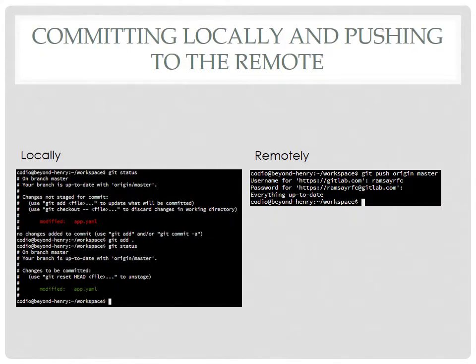Now that I've made many changes to the code cloned from my GitLab account, I then had to commit these changes. To commit them locally, I first had to type git status followed by git add, and to commit them remotely, I had to type git push origin master. The reason for origin is because the remote repository GitLab has an alias called origin, and the branch we're working on is called master.